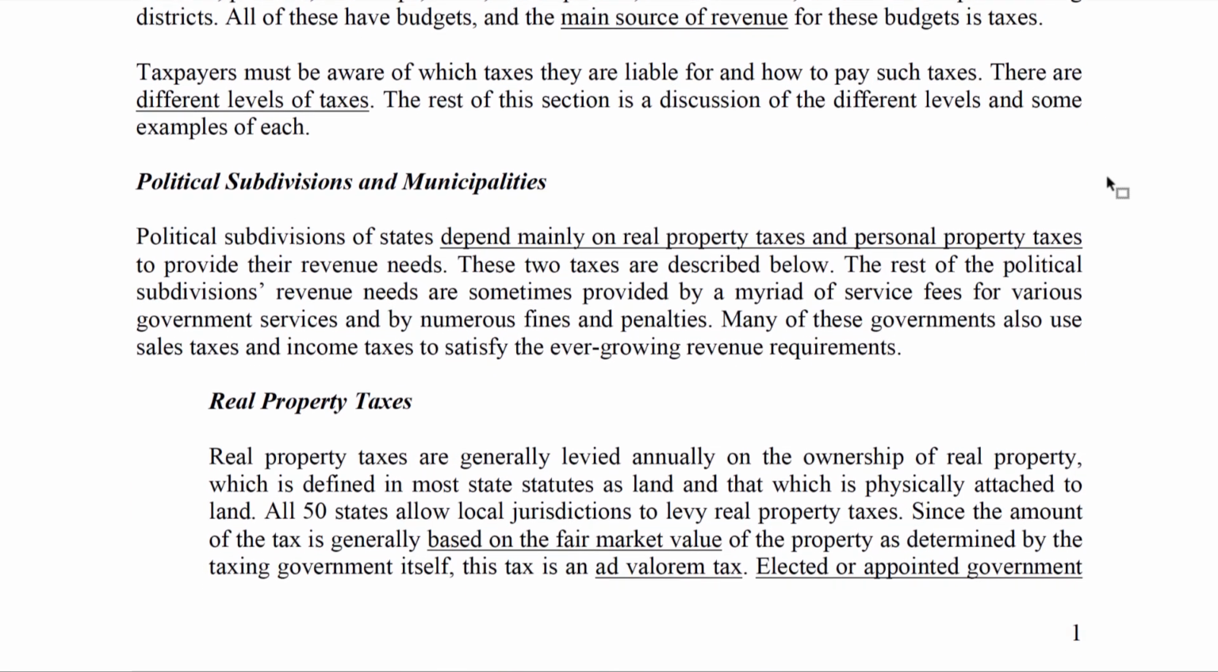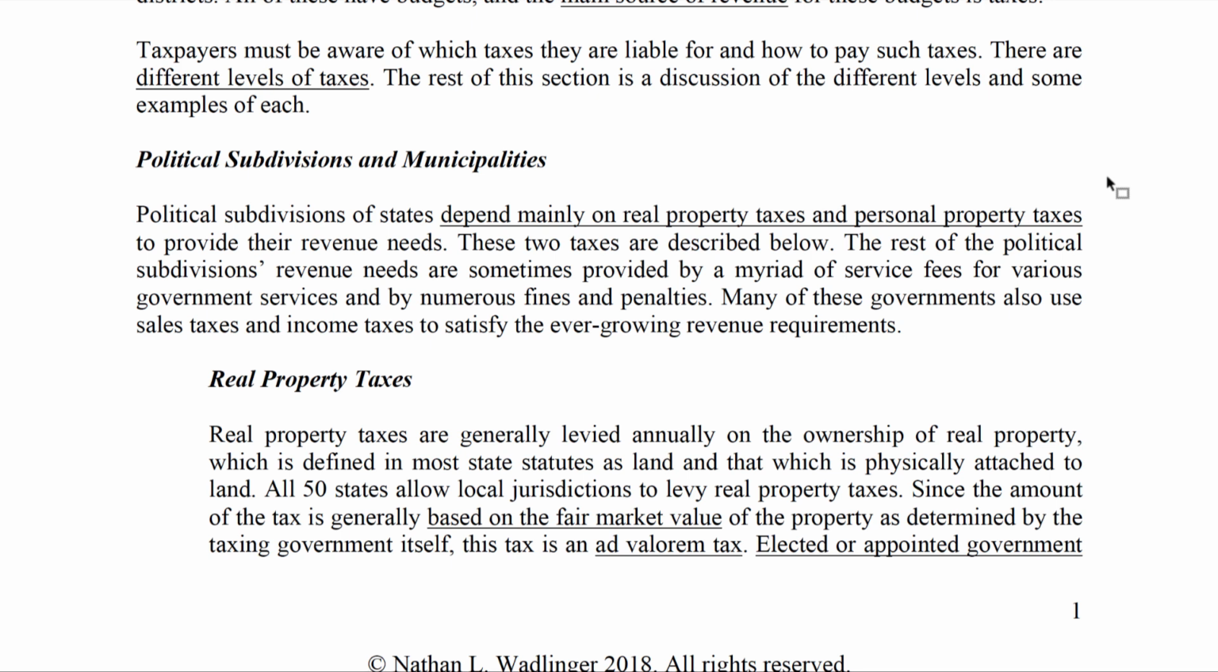So let's talk about political subdivisions and municipalities. We're talking about cities, counties, school boards, special districts, water management zones, all these different things. Basically, below the state level, because we're going to talk about states and obviously federal after this, but we're starting with the political subdivisions and municipalities. The main way that these tax their constituents deals with real property taxes and personal property taxes.